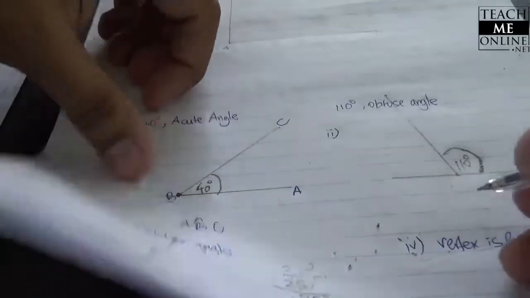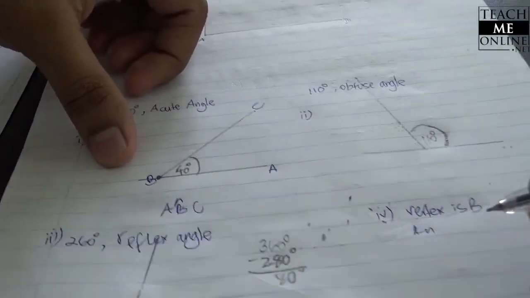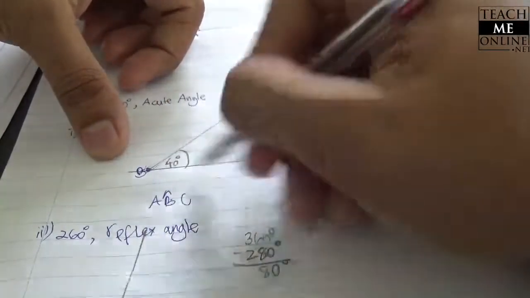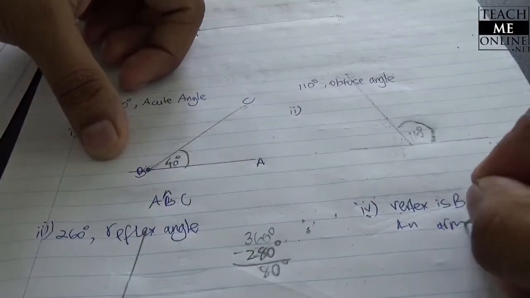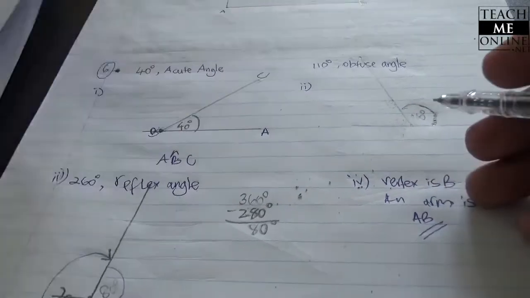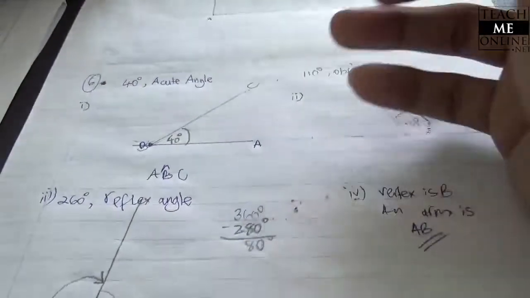And an arm is either this line or this line. So we can take AB. AB or BC is correct.